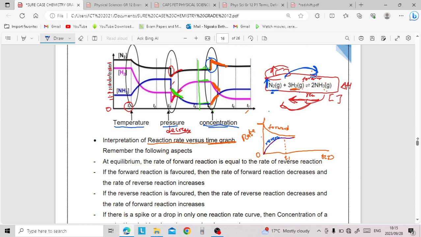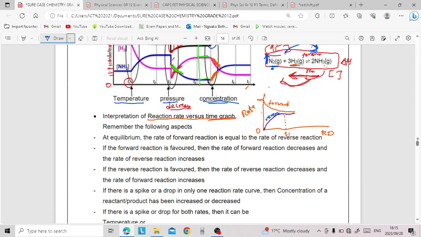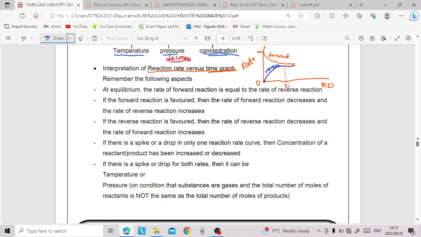Now how does it go? Let's read the information again. They tell us what we should do on the graph, or what we should expect if the graph is drawn for us. We interpreted the statement that at equilibrium, the rate of the forward and the rate of the reverse are equal. Here, that's when they become equal. Forward and reverse are equal, it's fine.